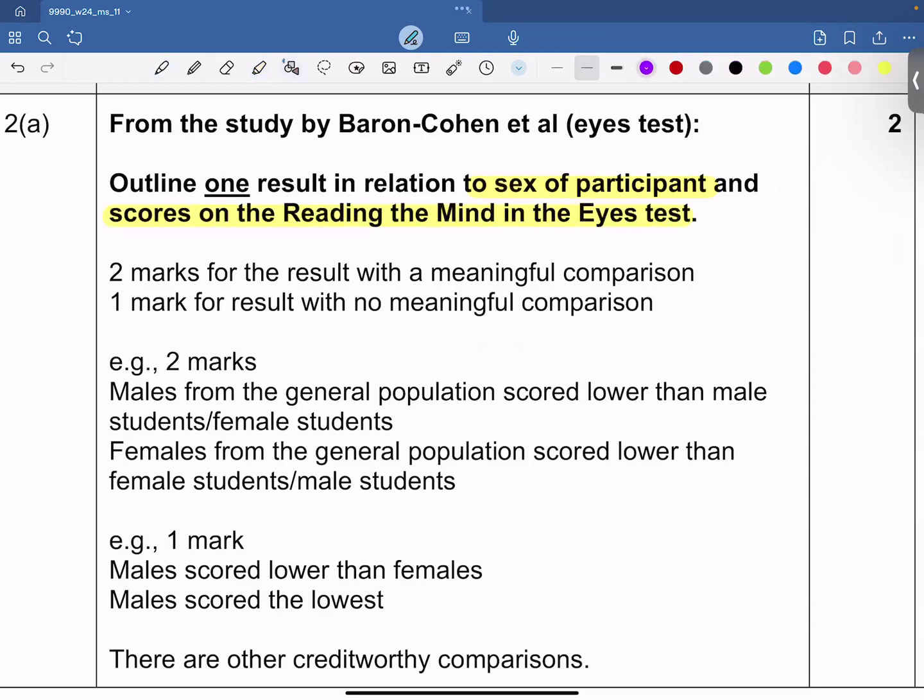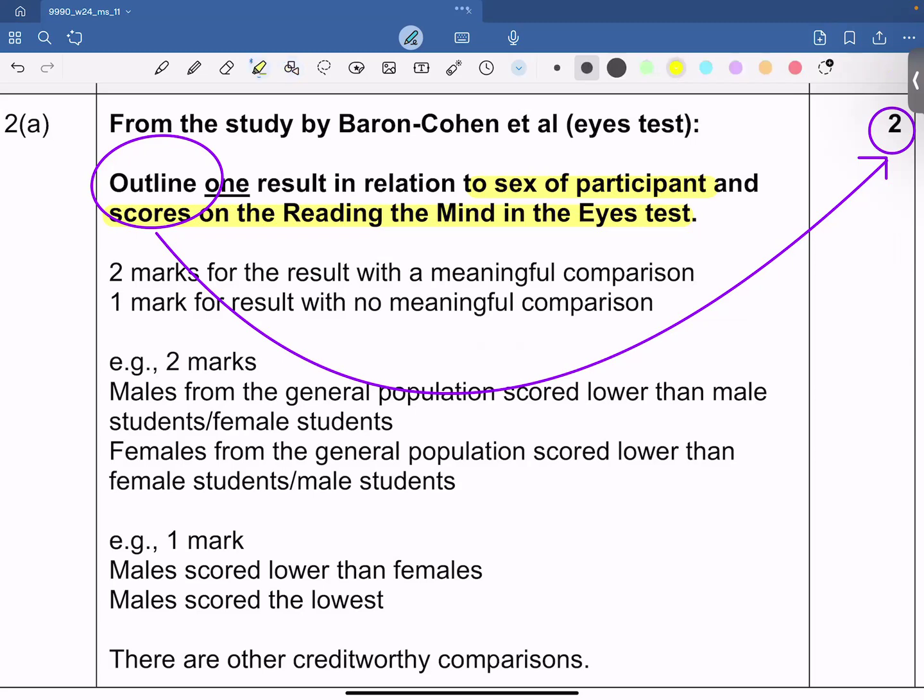If we have a closer look at this, the command word over here is outline. Whenever the examiner uses this word outline, you're expected to set out the main points. If you have a look at the syllabus, you'd come across a list of command words that would help you understand what the examiner means when a particular command word is used. Taking this ahead, you're expected to outline one result.